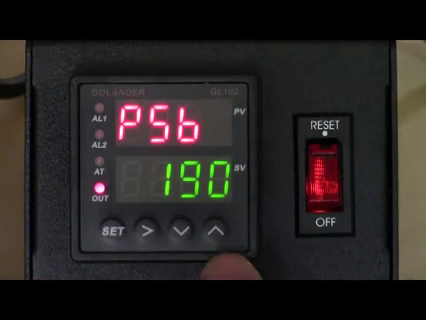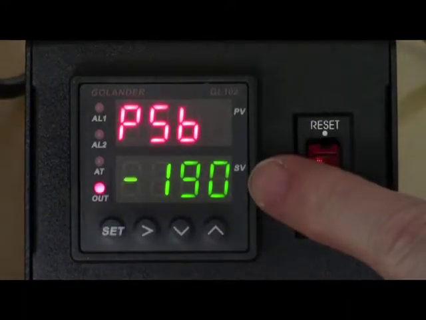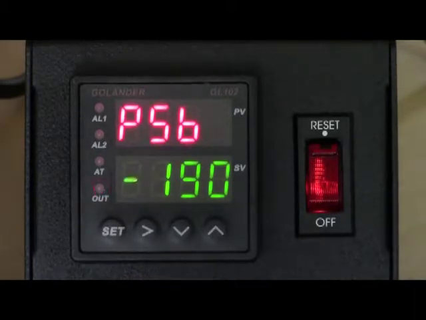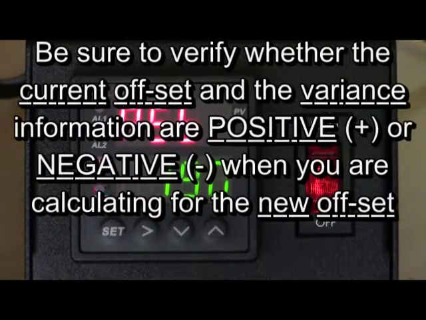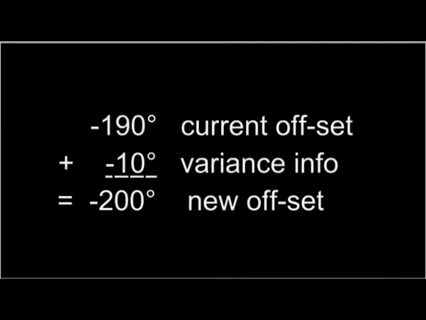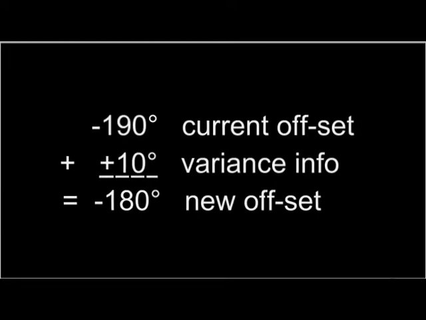The number that appears in the SV field is the controller's initial temperature offset as determined during factory calibration, and will most likely differ from the number that is shown in this video. The new offset is determined by adjusting the current offset using the variance provided when you subtracted the PV temperature from the ISD temperature as previously instructed. Therefore, based on our current offset, if the variance information was negative 10 degrees, the new offset would be negative 200 degrees. And if the variance was positive 10 degrees, the new offset would be a negative 180 degrees.